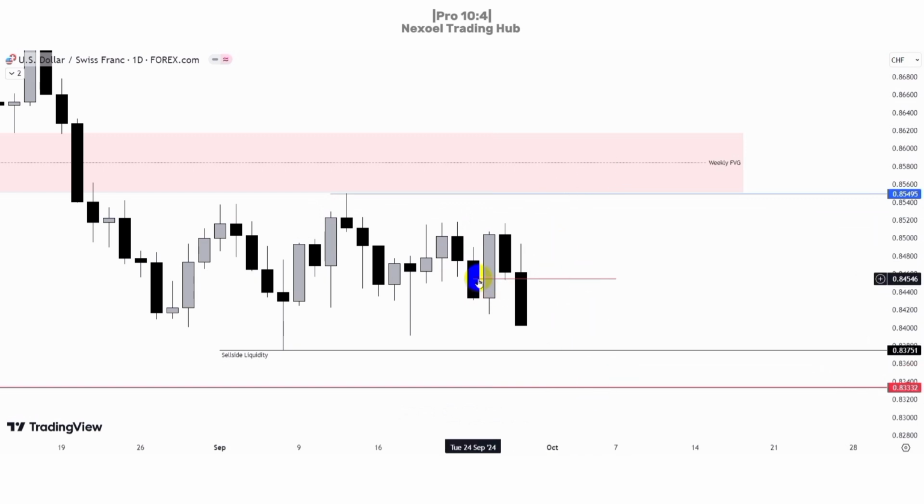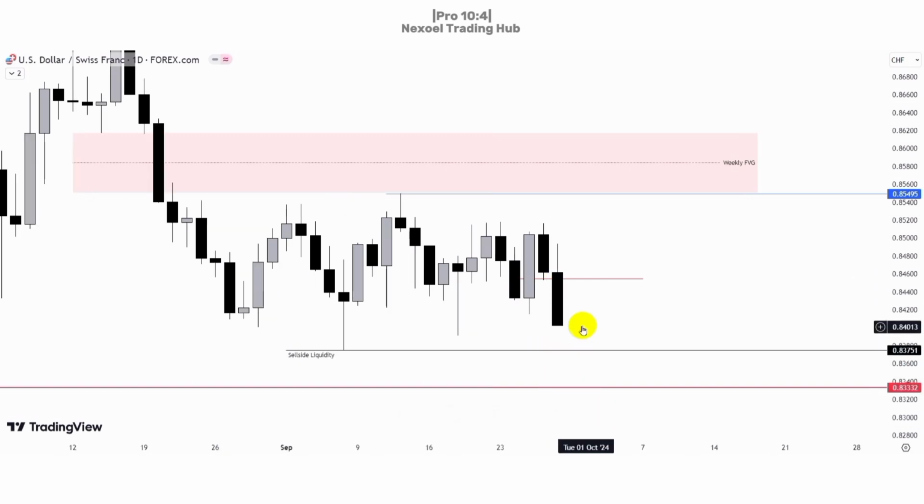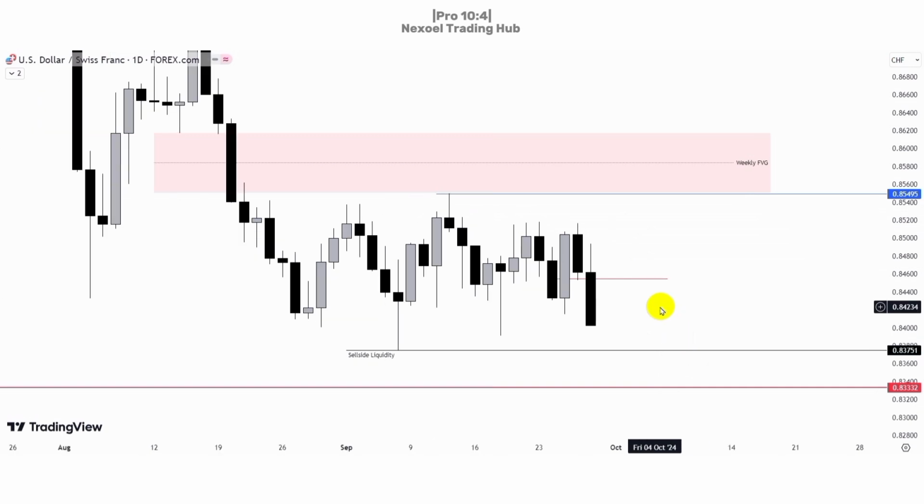But I'm looking at this mitigation block, to see price reaction at this price level, and then we have the push of price to the downside. So we have this price level to look forward to, and then we look at the lower time frame to see the structure within the lower time frame, or else price will take out the buy side liquidity, mitigate this candle wick, and then fall further to the downside. So let's check the 4-hour time frame.